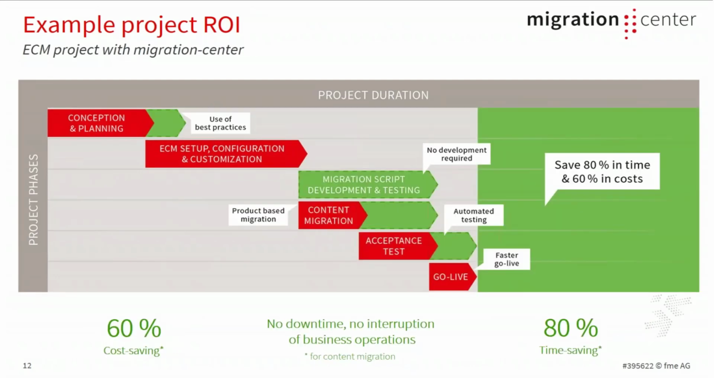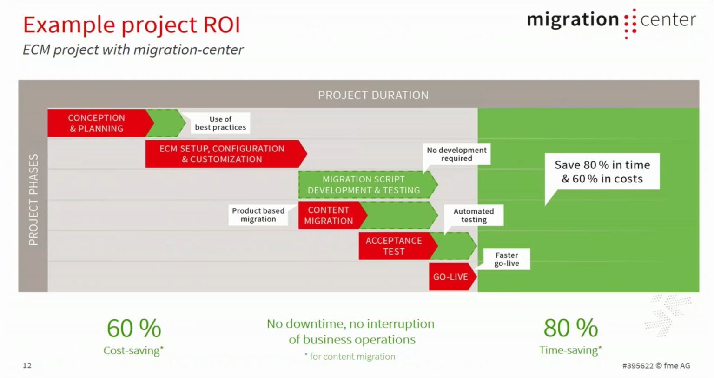And here's an example with Migration Center where we shorten most of the phases already. Like conception and planning could be shorter, because you can use our best practices, our experience basically with the product in projects. Yeah, then we have the ECM setup, which is the same basically, right? You need to do the same configuration and setup for those things. But then we also already have green phases here where you don't need any development and scripting and testing, right? That's not required. You don't need to do any kind of that, because it's product based.